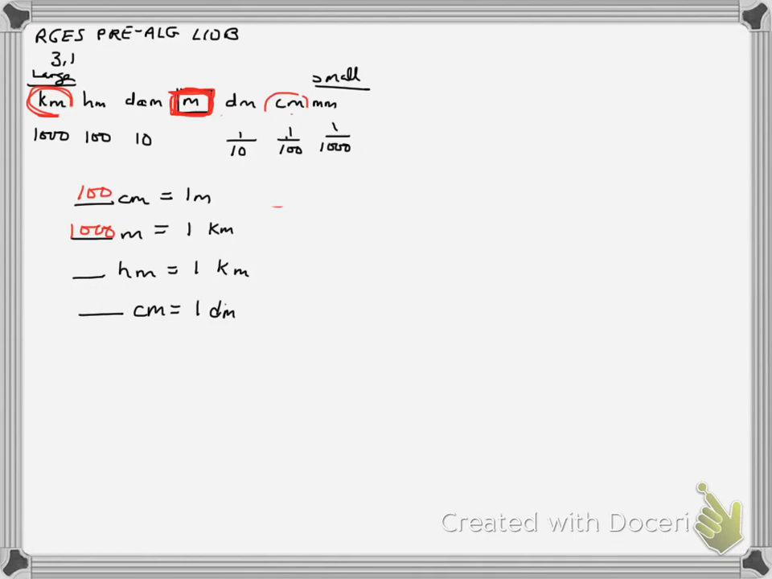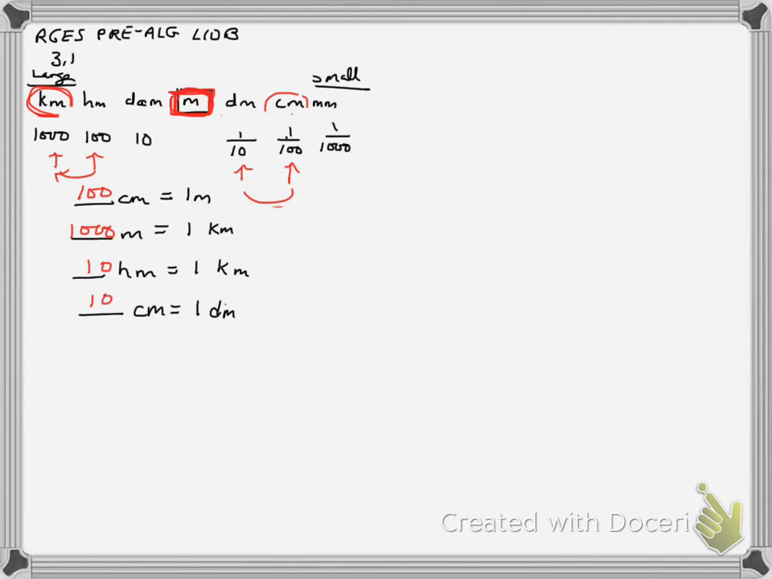So we're saying hectometers. How many hectometers are in a kilometer? Well, hectometers are smaller than kilometers. There's hectometer, there's kilometer. So there are only 10 hectometers in a kilometer. Centimeters in a decimeter, there's centimeter, there's decimeter. How many centimeters are in a decimeter? And the answer, again, is 10.